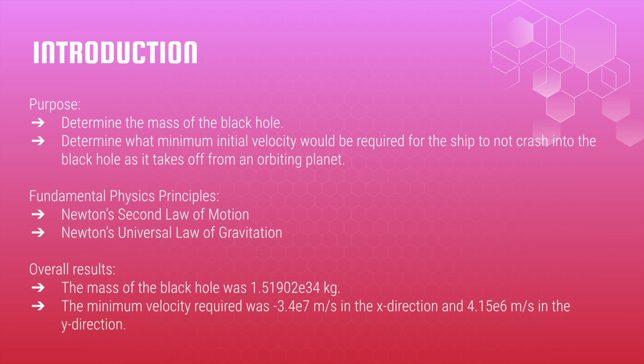The overall results of this lab showed that the mass of the black hole was around 1.2 times 10 to the 34 kilograms, and that the minimum velocity required was negative 3.4 times 10 to the 7th meters per second in the x direction, and 4.15 times 10 to the 6th meters per second in the y direction.